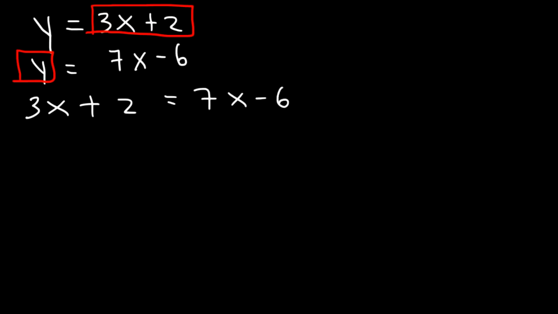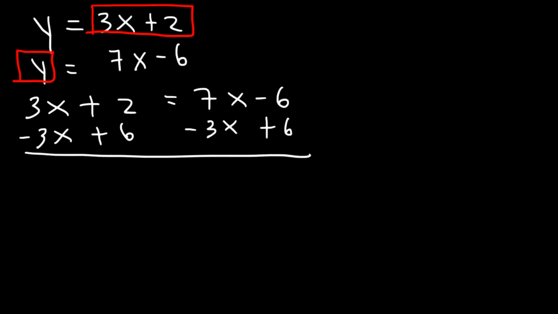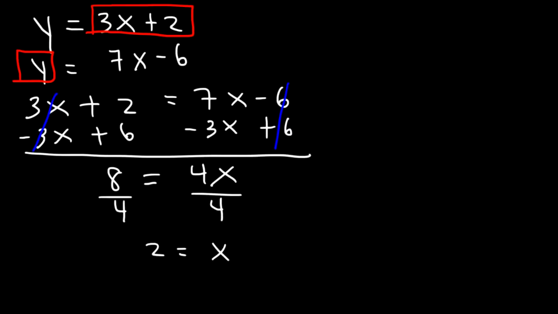And now let's find the value of x. So let's begin by adding 6 to both sides, and simultaneously let's subtract both sides by 3x. Negative 6 plus 6 is 0. 3x minus 3x is 0. On the left, 2 plus 6 is 8. And on the right, 7x minus 3x is 4x. Next, let's divide both sides by 4. 8 divided by 4 is 2. So x is equal to 2.